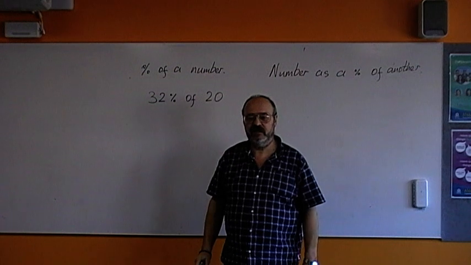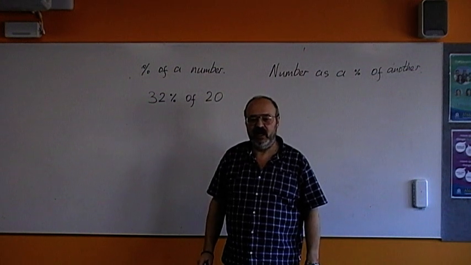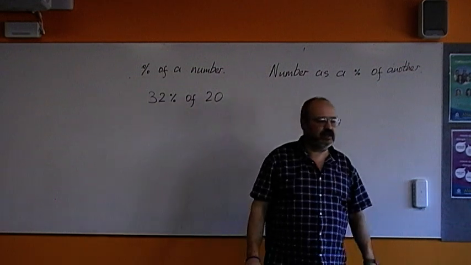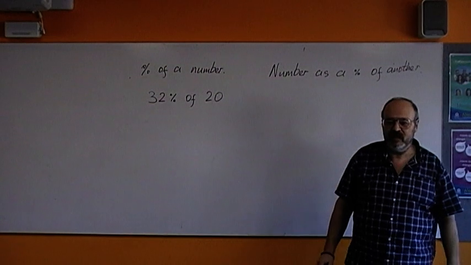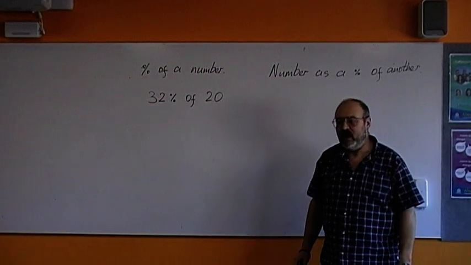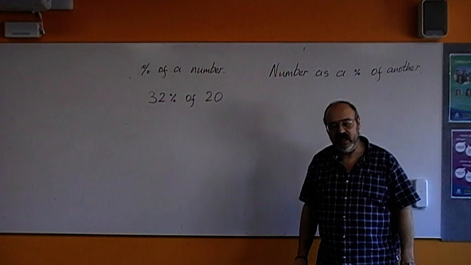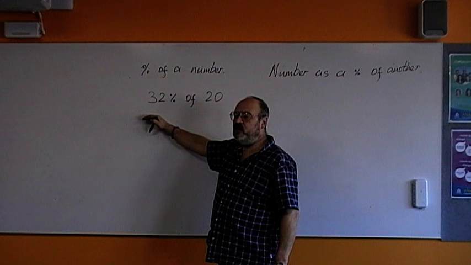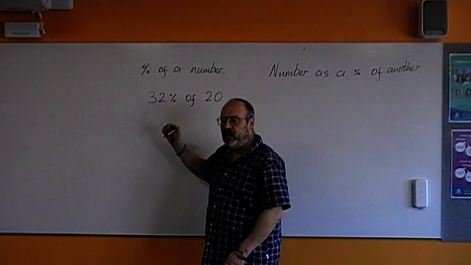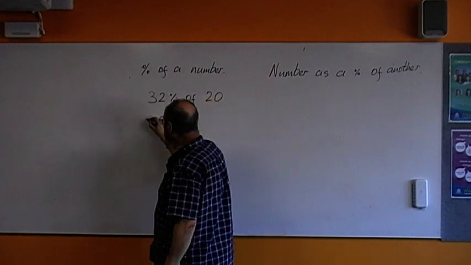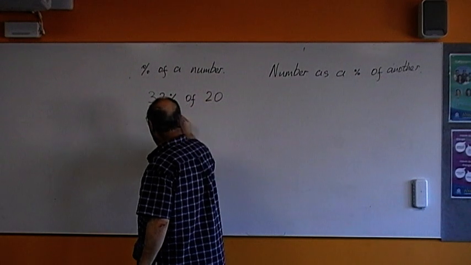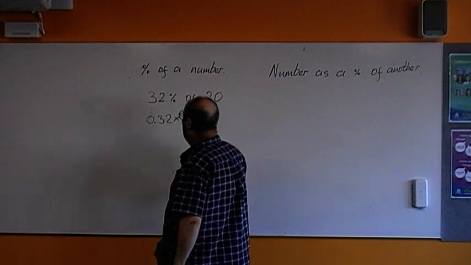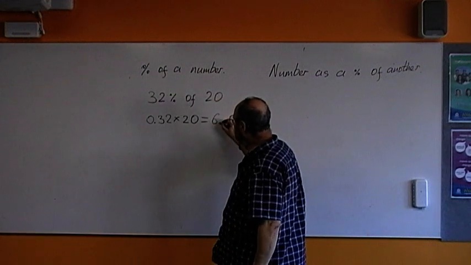Couldn't you just do 32 over 100 times 20? Yes. And so when you do 32 over 100, we turn the percentage into a decimal, because we're moving the decimal point 2 steps. So it becomes 0.32, times 20, and that will be equal to 6.4.